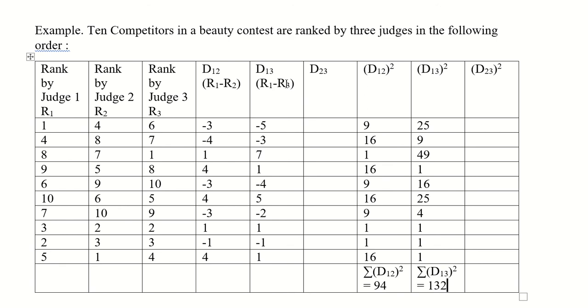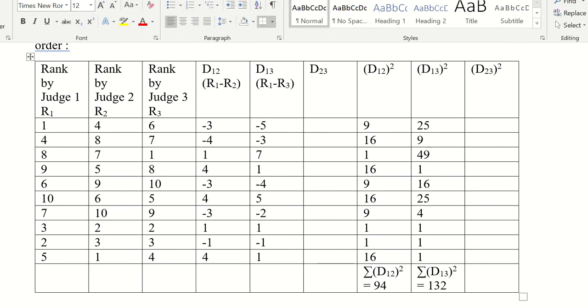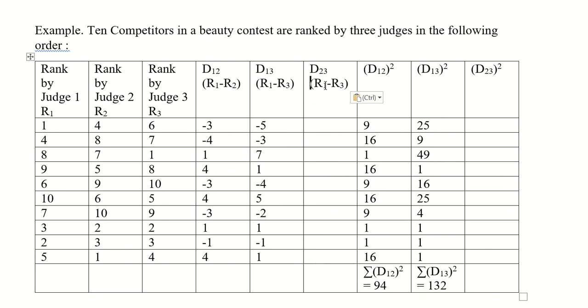Now I will calculate D23. For D23, I need to calculate R2 minus R3. So one thing is there that we are calculating 3 times only because obviously if you calculate D12 or D21, it would be same thing. That's why we don't have to calculate multiple times. So R2 minus R3, the difference between these two ranks.